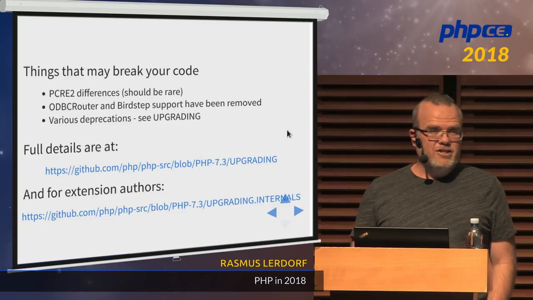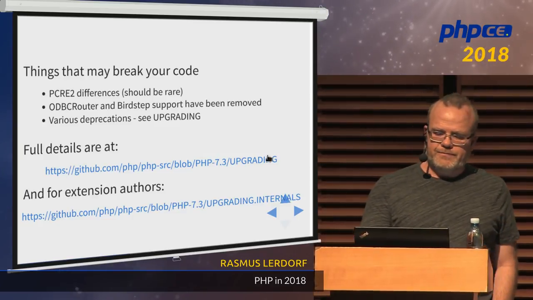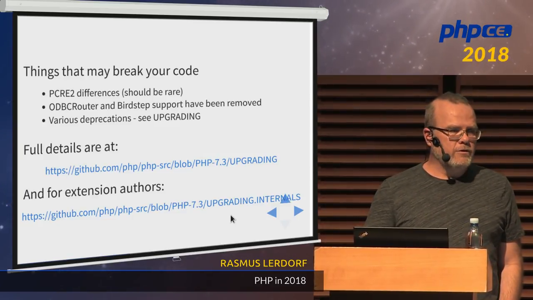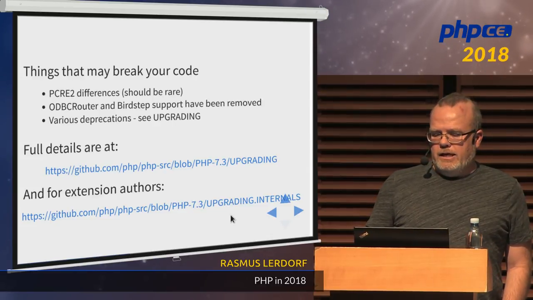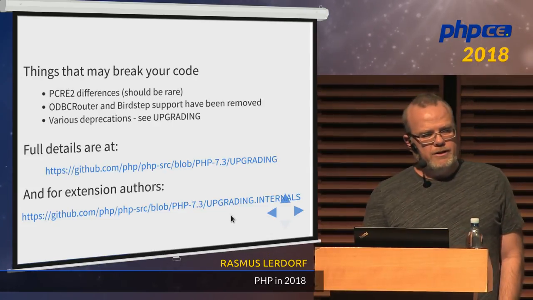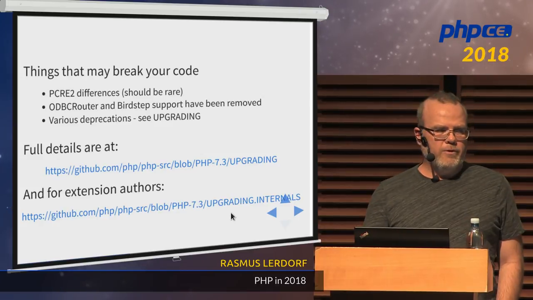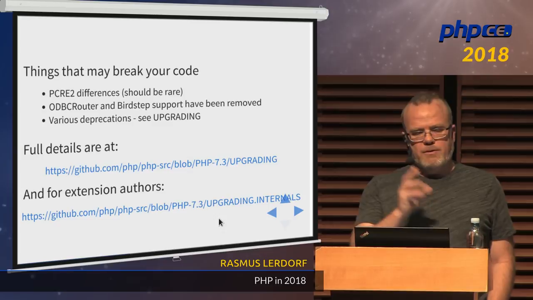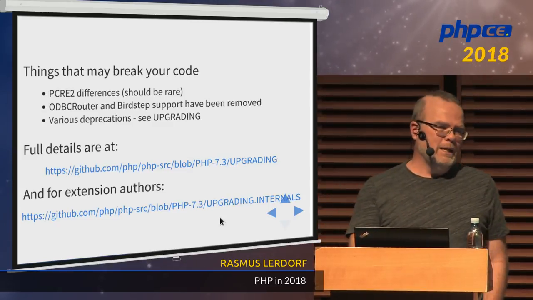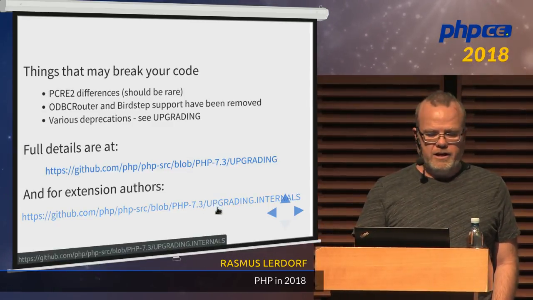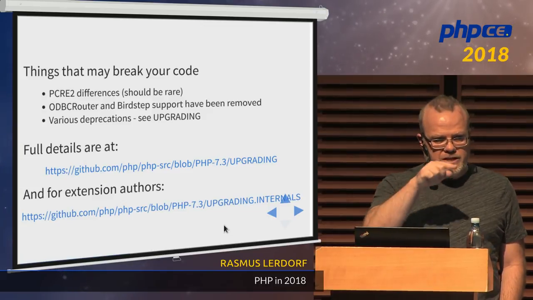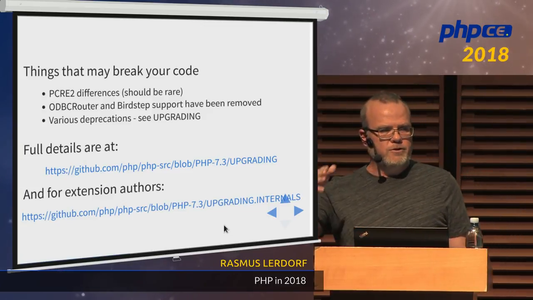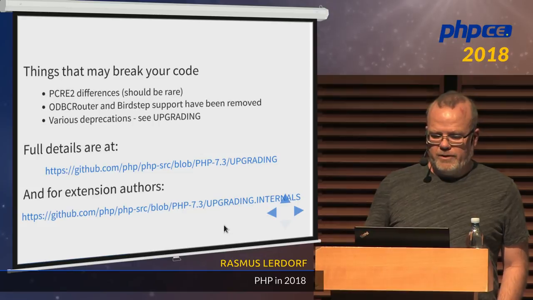If you have any extensions written for PHP 7, you should read the upgrading internals. If you're still on PHP 5 and upgrading to 7.3, you have a lot of reading to do on the extension stuff, because the extension API between 5 and 7 is completely different. So this won't tell you anything about that. You need to read the 7.0.1 first, then 7.1, 7.2, then 7.3 to get all the way here.